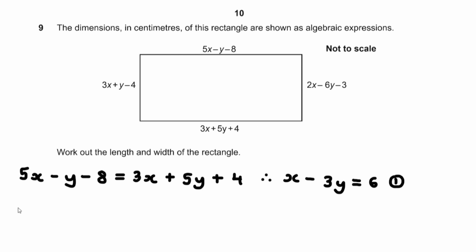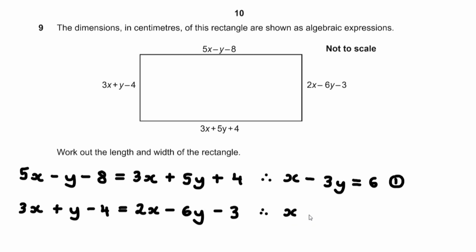Similarly, we have the 3x plus y subtract 4, which is equal to 2x subtract 6y subtract 3. And if I simplify this, you will find x plus 7y to equal 1. Let's call this equation 2.